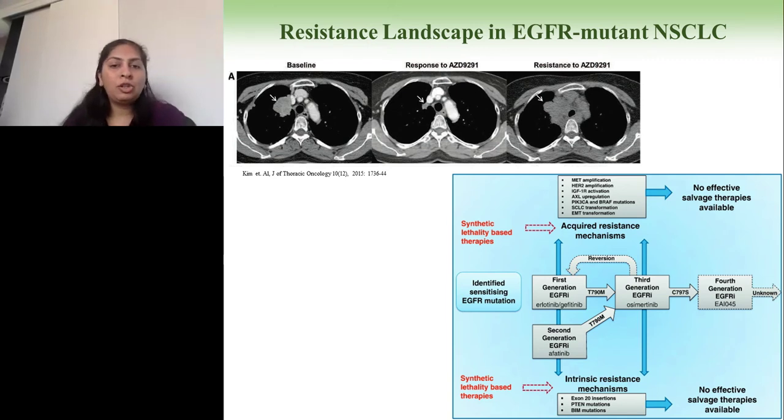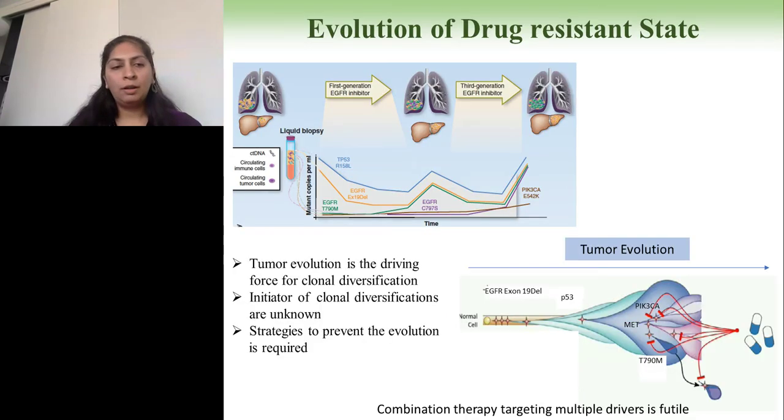Meaning that if you are a patient on EGFR TKI and you progress upon the third generation EGFR inhibitor, osimertinib, there is no option for you other than chemo. And these tumors are immunorefractory, meaning that there is no other option. So how is the resistance monitored in the clinic? It's mainly monitored with the liquid biopsy.